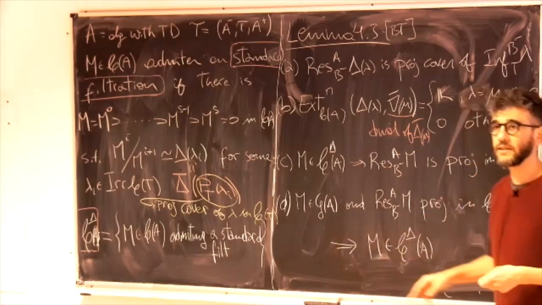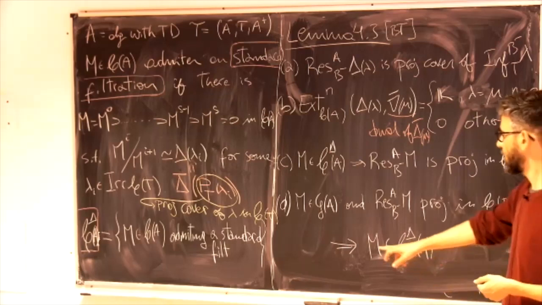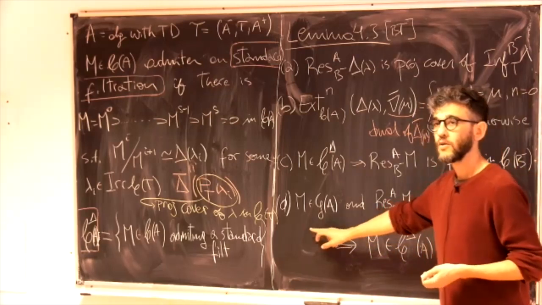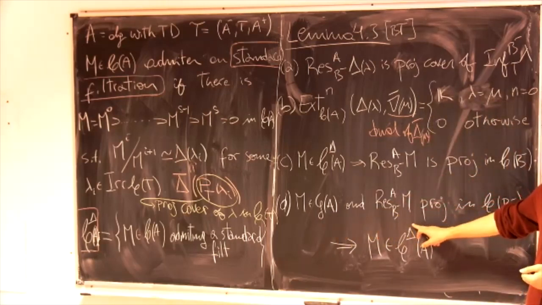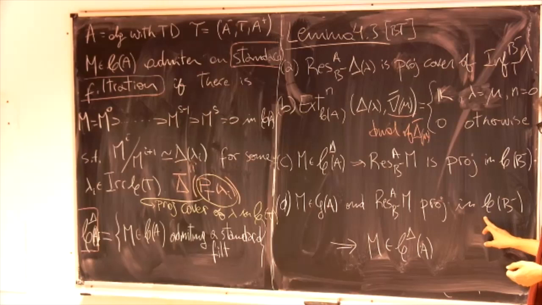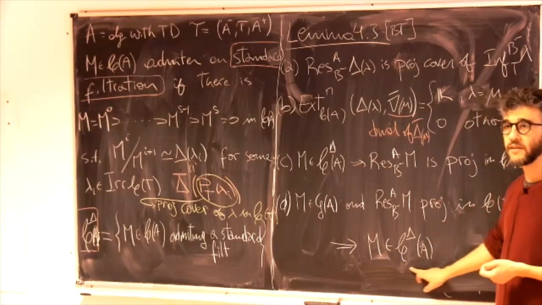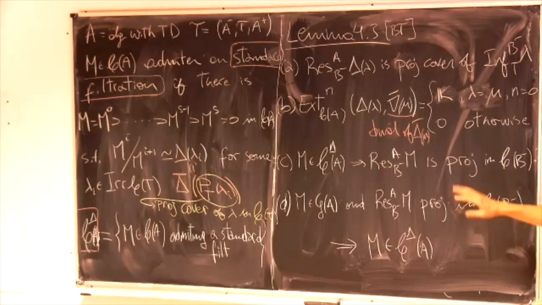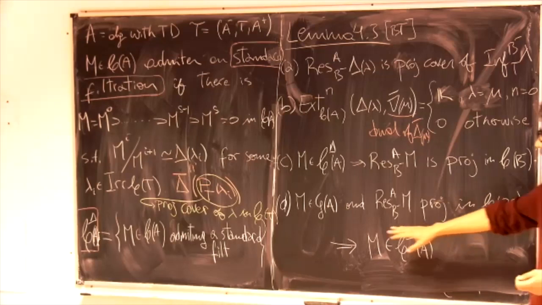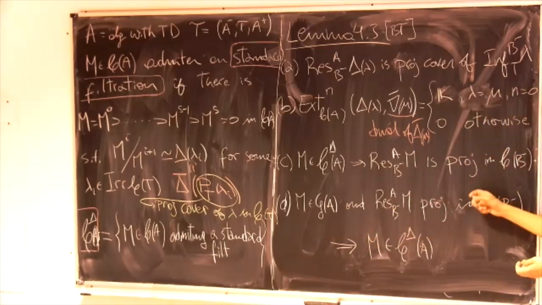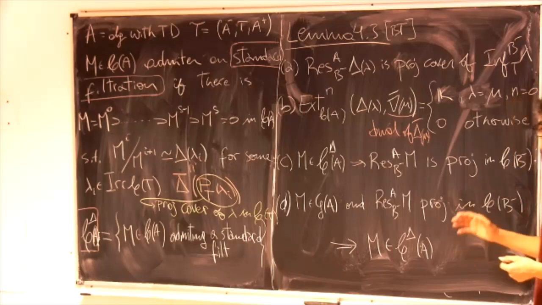And also the last point says that if you have a graded module which is projective as a B minus module, then it admits a standard filtration. This is more or less like an if and only if, but not exactly, but it gives us a very good characterization of the modules admitting a standard filtration. And then we will use this to prove that every projective module over A admits a standard filtration.